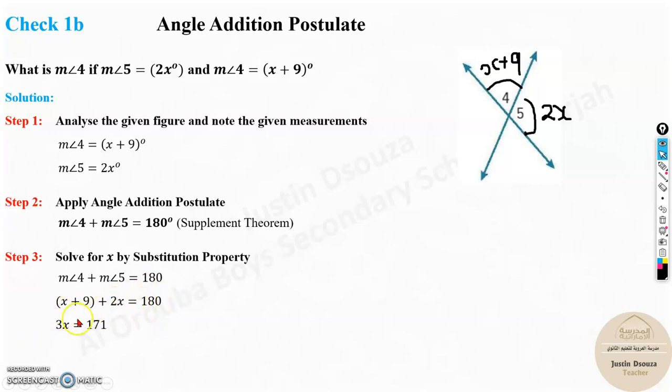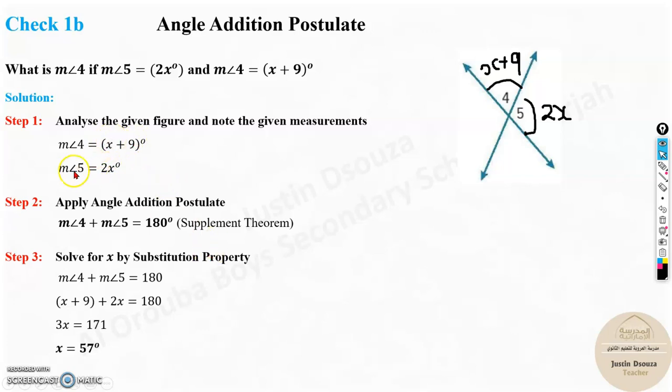Now you can simplify this. It'll be 3x equals 171, and take 3 to the other side. You're getting 57 degrees. Remember, this is not your final answer. This 57 degrees is just the angle x value. That's it. Now, how do you find measure of angle 4? Put this x value back in the given x plus 9, and then find the measure of angle 4.